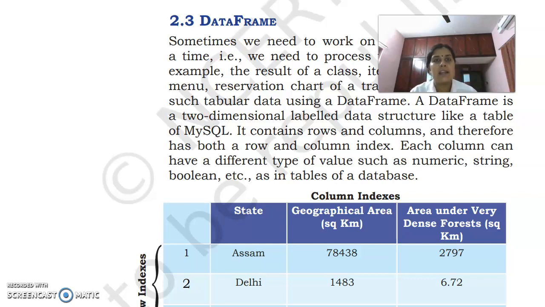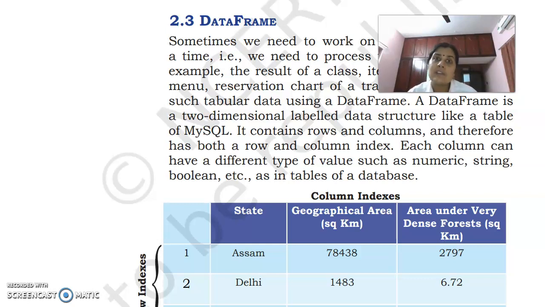Already we explained data frame is a two-dimensional labeled data structure like a table. In database we are using a table. Like a table we are using data frame. In Pandas, this data frame has multiple columns at a time.